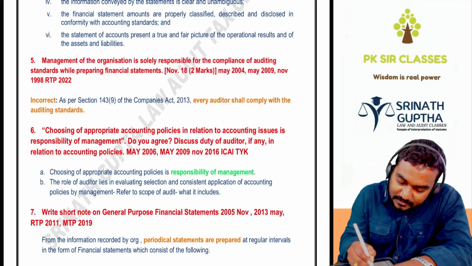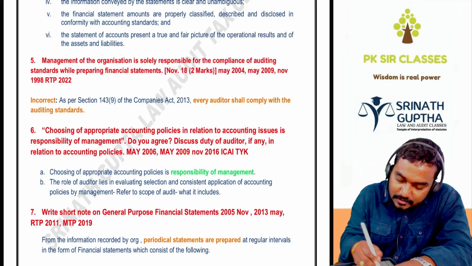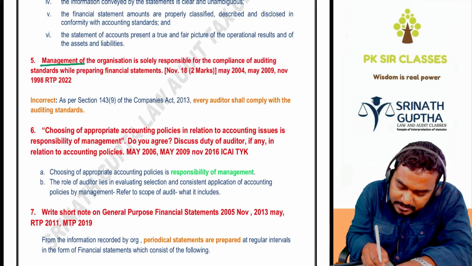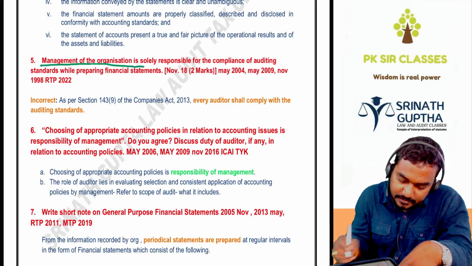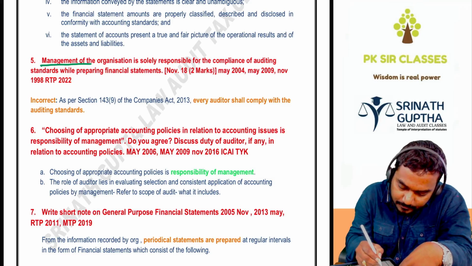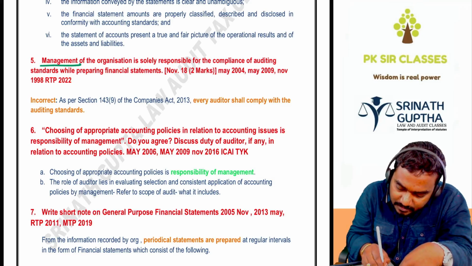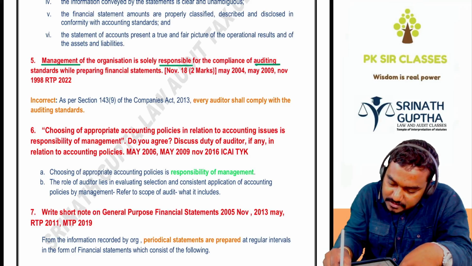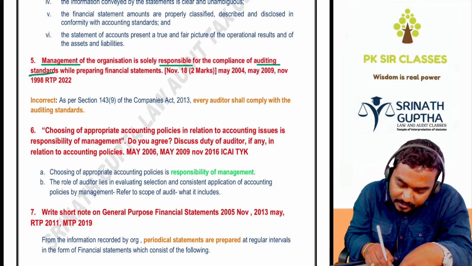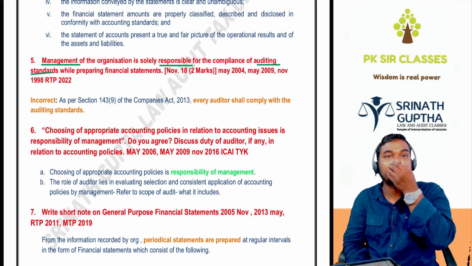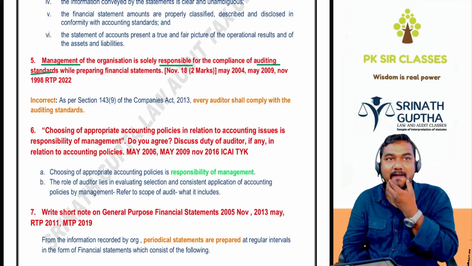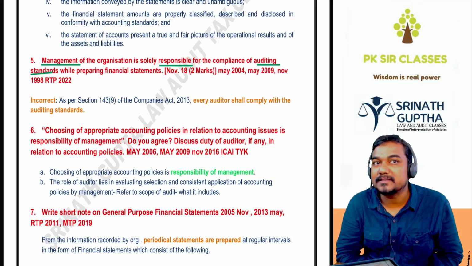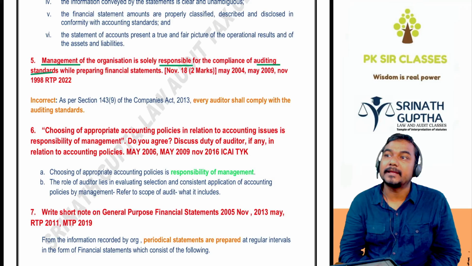The management of the organization is solely responsible for the compliance with the auditing standards while preparation of financial statements. True or false? Pallavi, management has to comply with the SAS. True or false? False. Who has to comply?